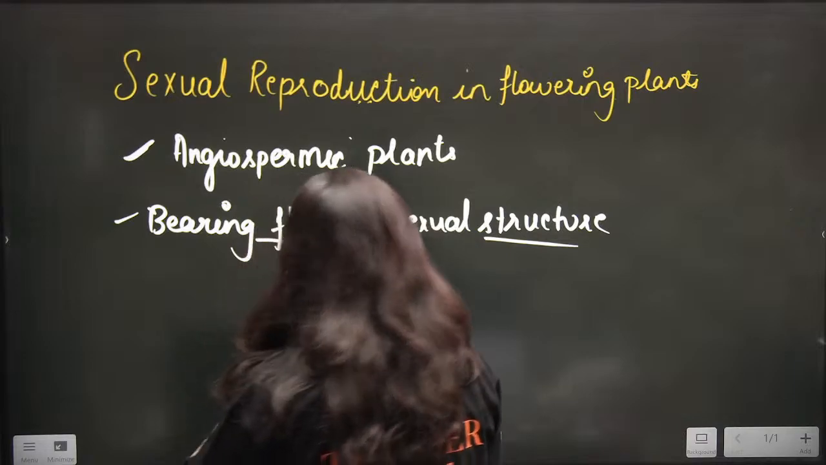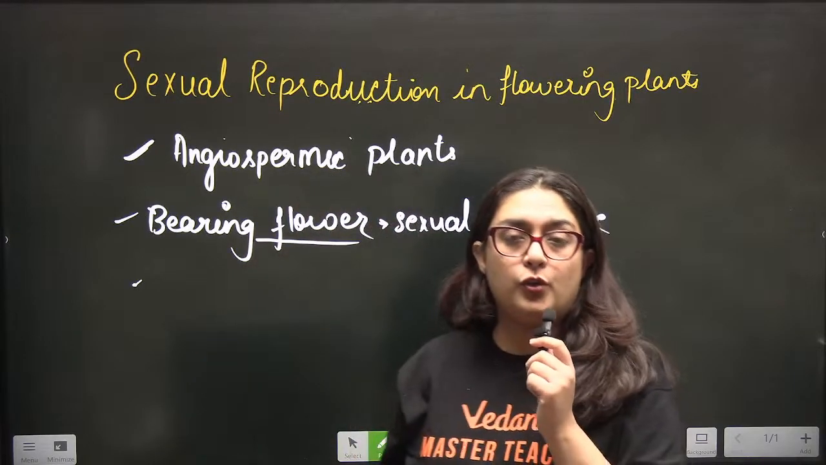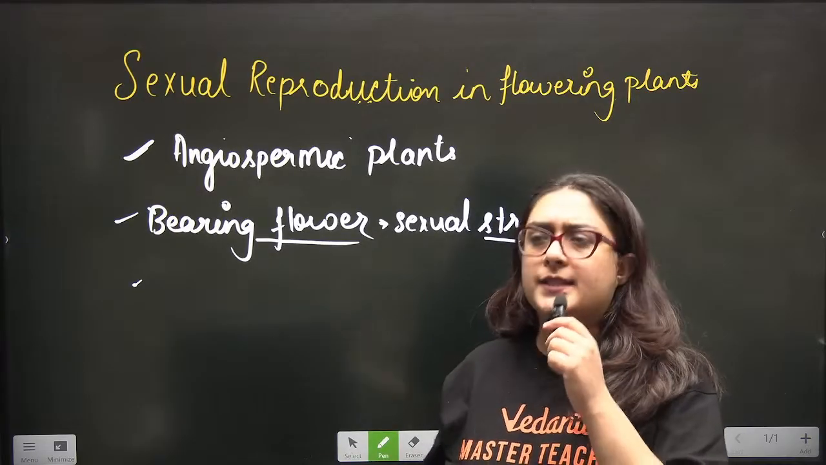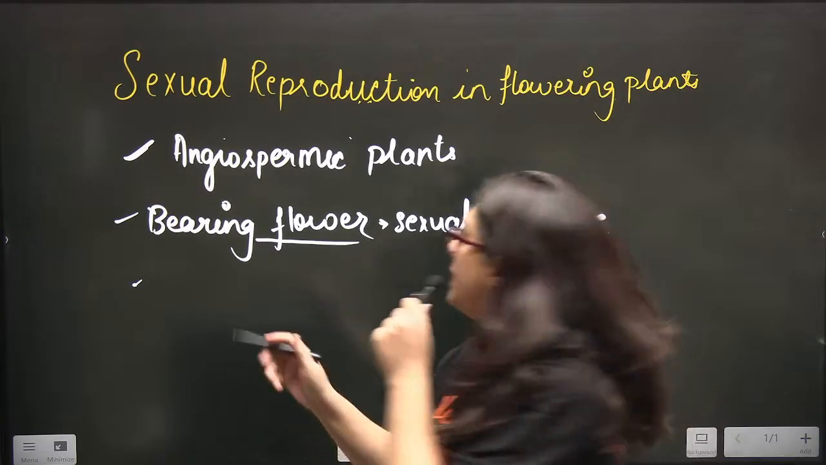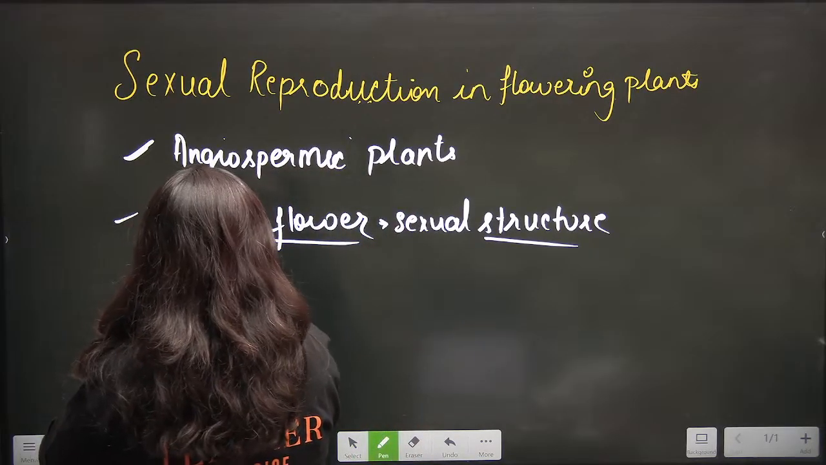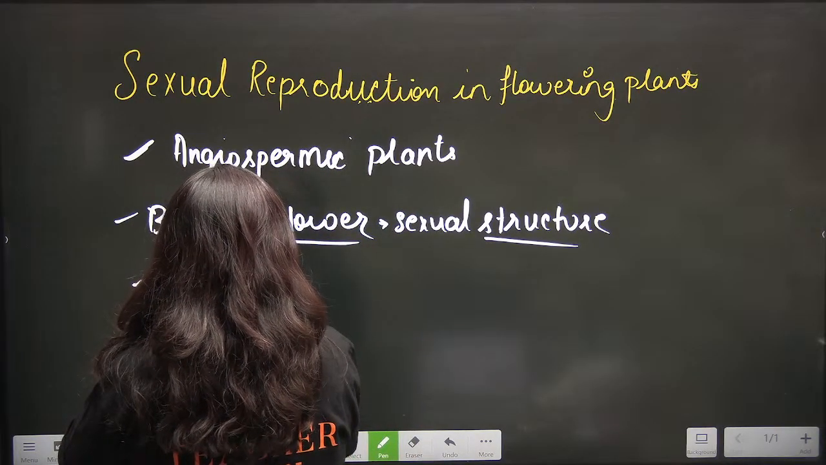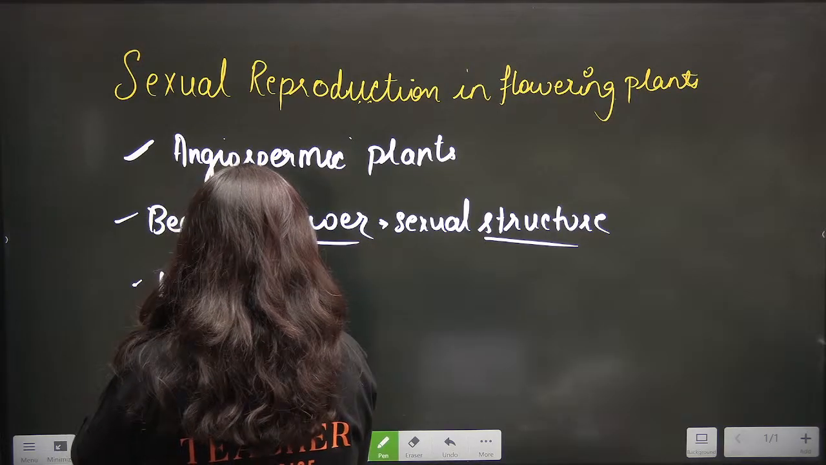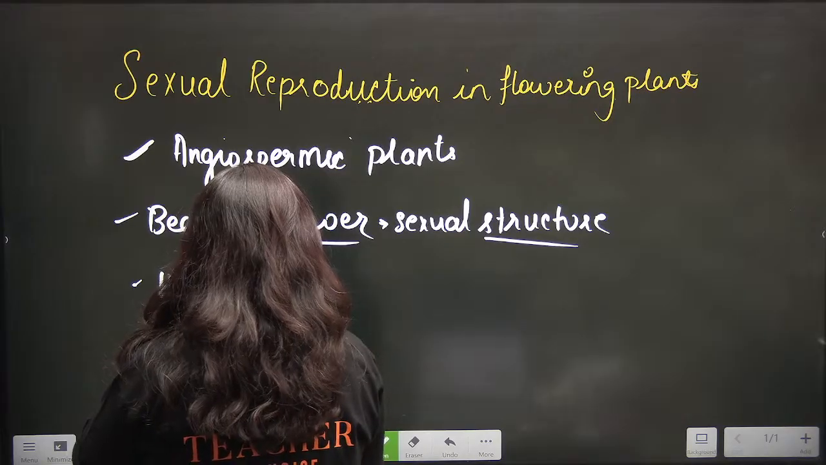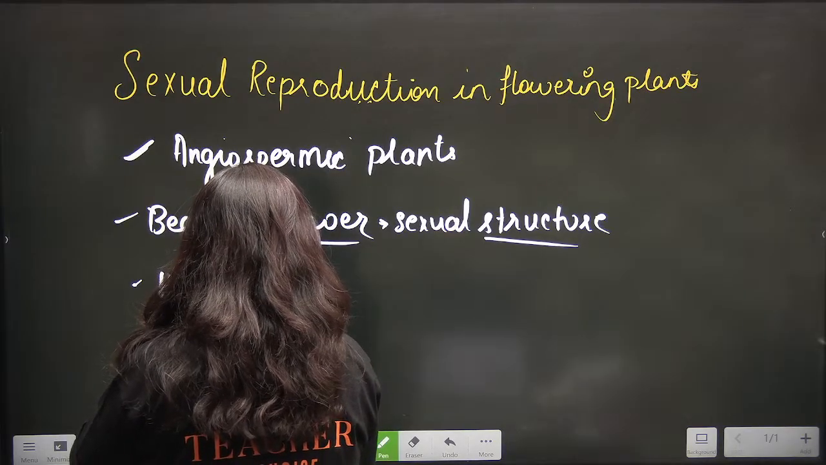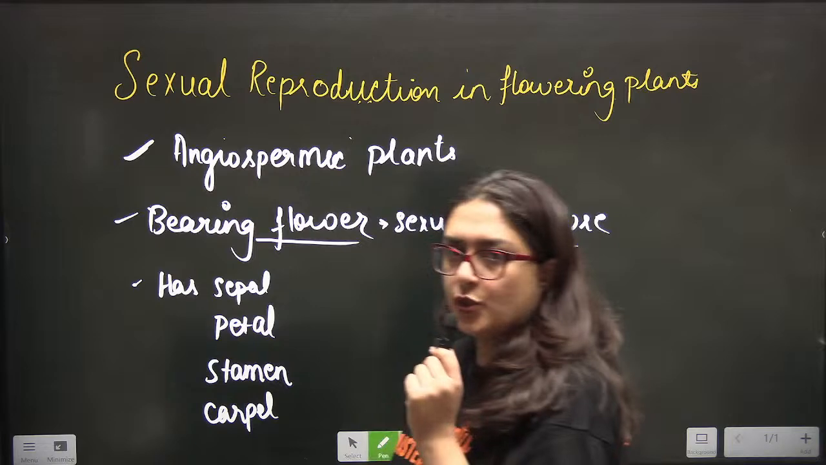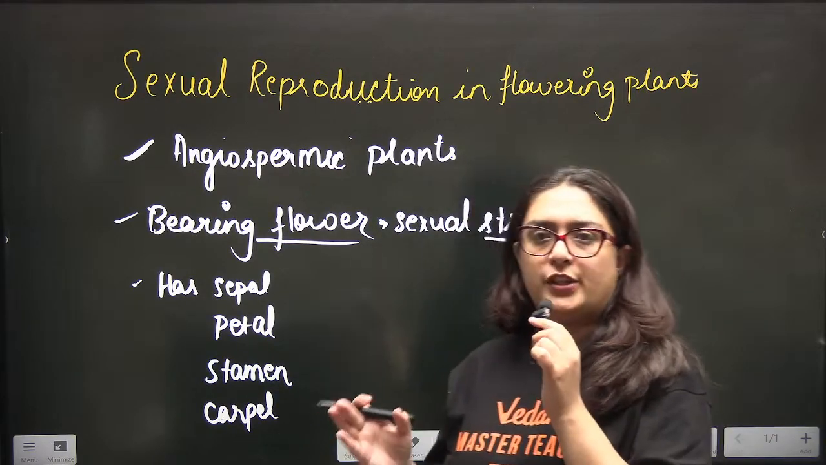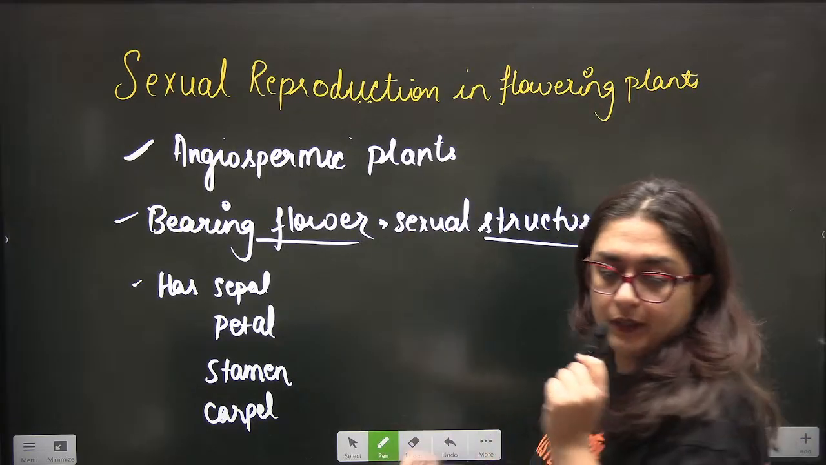Now it is a sexual structure, meaning it has organs for doing sexual reproduction. It has sepals, petals, stamens, and carpels. When these structures unite, when there is more than one structure, they form a whorl. When they form a whorl, they form a structure.